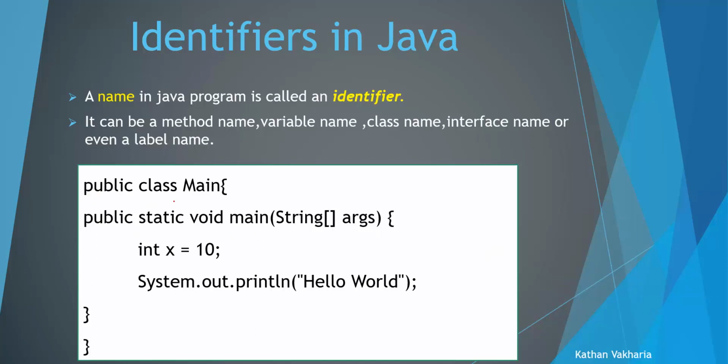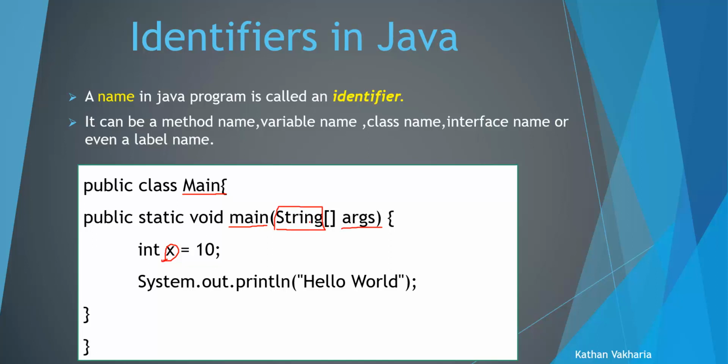Here we have public class main. Now main is a class name, that's why it is an identifier. Then we have our main method, public static void main. So main is a method name, that's why it is an identifier. Then we have this args, this is a variable name, that's why it is an identifier. This x is a variable name, that's why it is an identifier. The string is a predefined class name in Java, that's why it is an identifier.